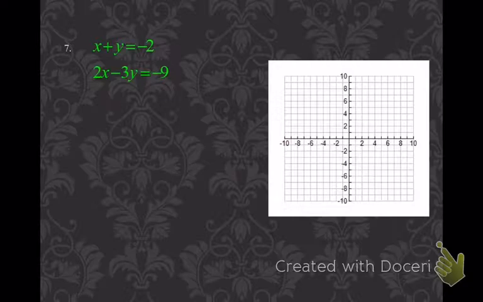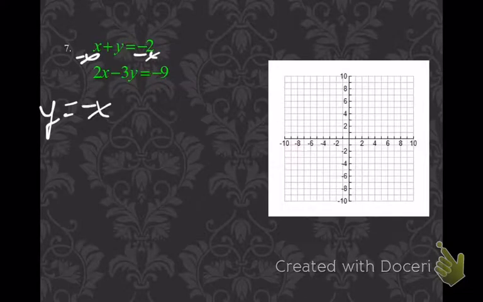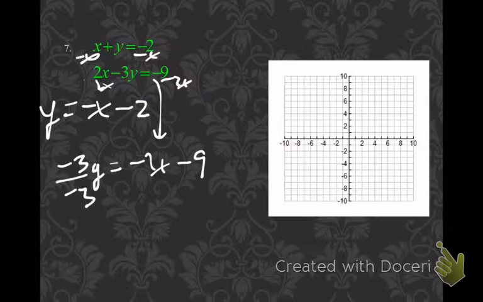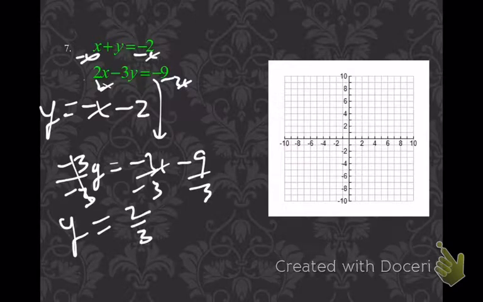Get this into slope-intercept form. Subtract x, y equals negative x minus 2. And then, let's see, this guy, subtract 2x from both sides. So you should get negative 3y equals negative 2x minus 9. Then divide everything by negative 3, and we get y equals 2/3 x plus 3.